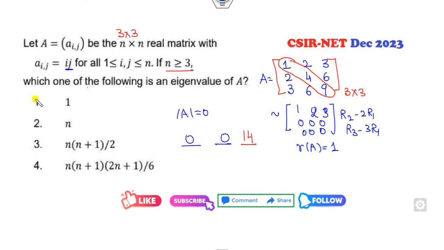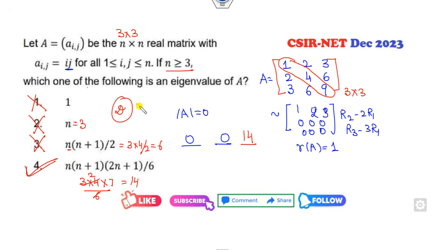So which one of the following? 1 is not possible. N is my 3. 3 is not possible. When you substitute 3 into 4 over 2, that is a 6. Not possible. Only left option is my last option. So it's a 6 plus 1, 7 over 6. 6, 2 is 12, 14. So that's a 4, D is my right answer.